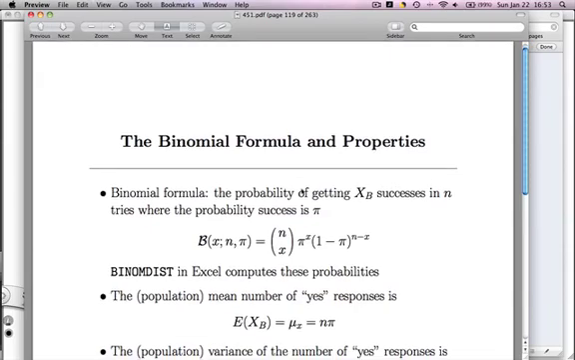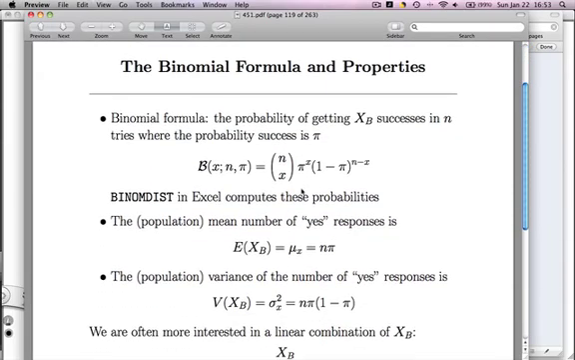This next slide gives you everything you need to know about the binomial distribution. So first off, we derived how to find binomial probabilities. And so that was the number of ways times the probability of a yes raised to the number of yeses times the probability of a no raised to the number of no's. That's called the binomial formula.